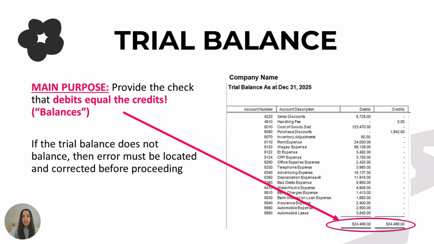Now, it's really important that it balances. If it does not balance, something went wrong. And as accountants, we like things to balance. It gives us some assurance that the numbers are correct. If it doesn't balance, like I said, something went wrong somewhere down the line, and then we would need to investigate.